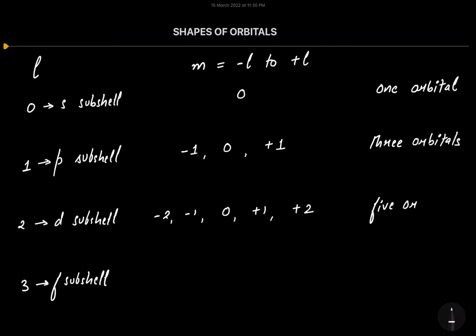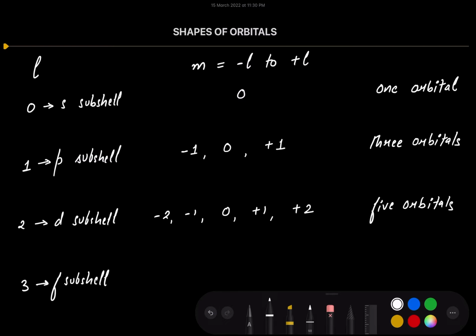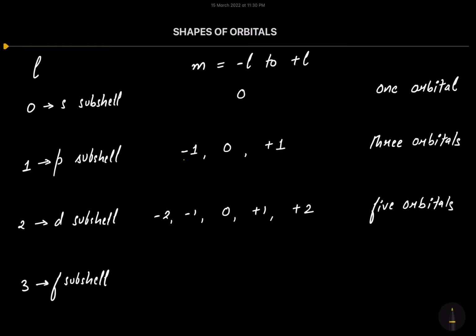Now let's name these orbitals. Let's specify some symbols for the different values of m. Now let's talk about the p subshell. In case of p, the minus 1 stands for px, 0 stands for pz, plus 1 stands for py.